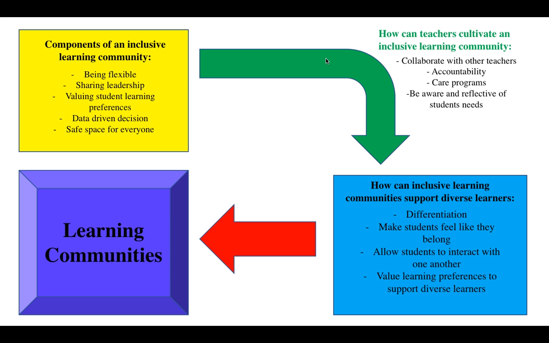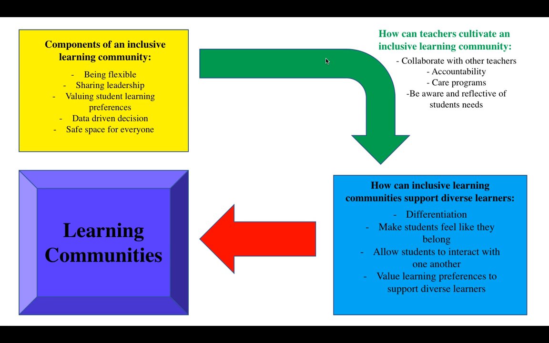How can inclusive learning communities support diverse learners? First off, having differentiation in the classroom can be a way to support all of your learners. Making sure that all your students feel like they belong there is another important aspect of it. Allowing students to interact with one another and to be able to get along and to work with one another is important when including all of the students.